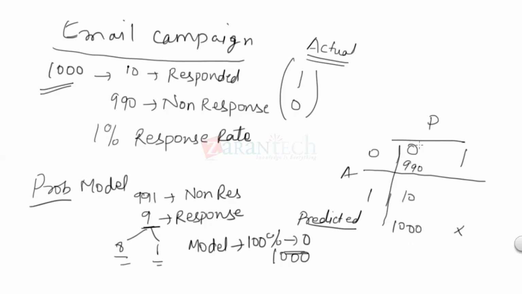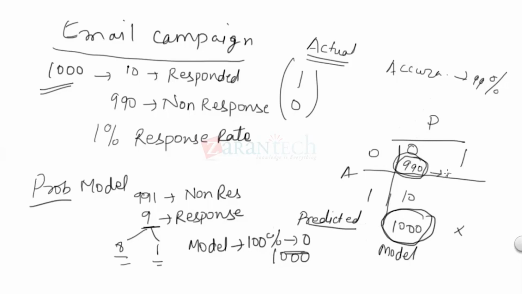Still, based on the accuracy definition that we have created, my model is 99% correct, right? Because 990 are anyway 0. If my model is saying that all 1,000 are 0, and actually 990 are 0, then we'll get this 99% accuracy based on the confusion matrix.